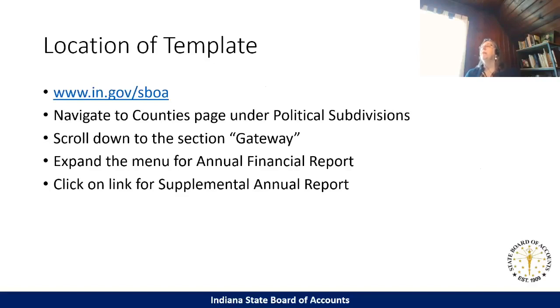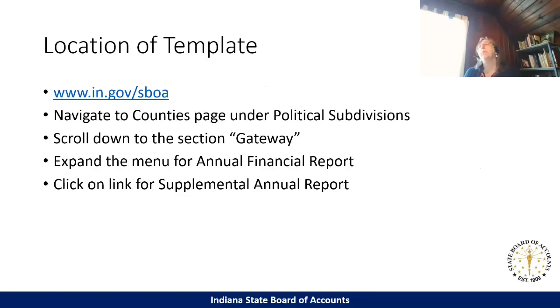You're going to expand the menu under Annual Financial Report. It's the only time you're ever going to have to go into that probably. But under that Annual Financial Report, there are several links towards the bottom of that section. There is a link that gives you the Supplemental Annual Report. This will be downloaded. So when you click on it, it's going to actually download a copy to your computer. Okay? It's an Excel format, so it's fillable, and then you can print it out, sign it, and get it sent on to your county auditor.